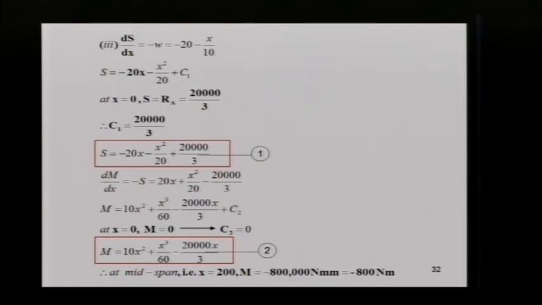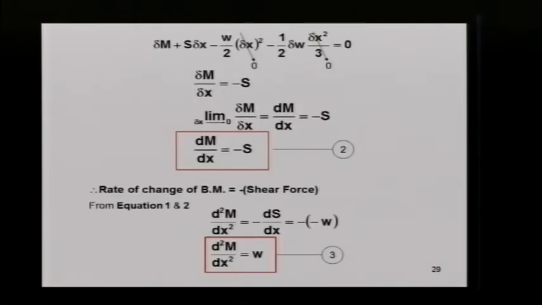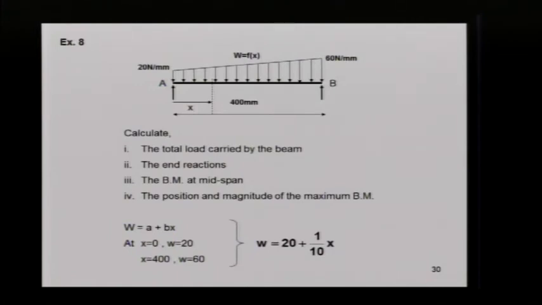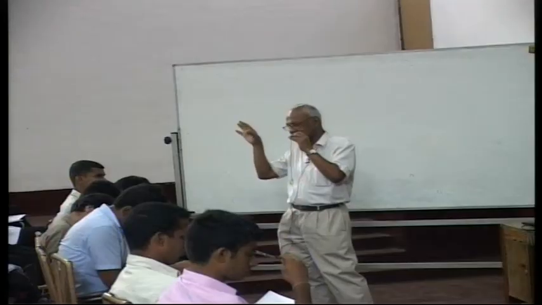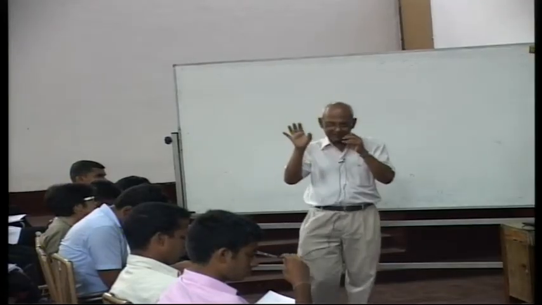Now, what are the things we have to find? We have to find the bending moment at mid-span. The end reactions we have found. So, the bending moment at mid-span, meaning that we have to get an expression for M. And the position and magnitude of the maximum bending moment. I told you last time, I think I would have finished. Of course, the thing is I'm lecturing to three groups. I don't know exactly what I tell each group.